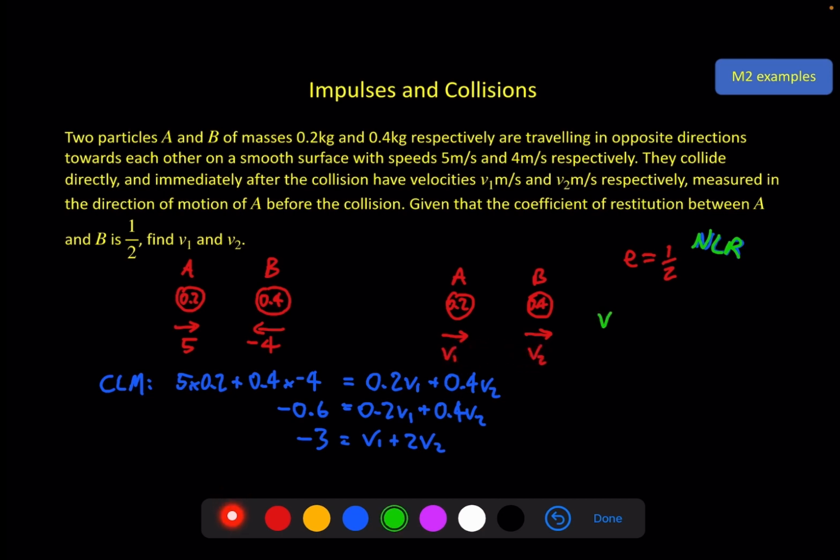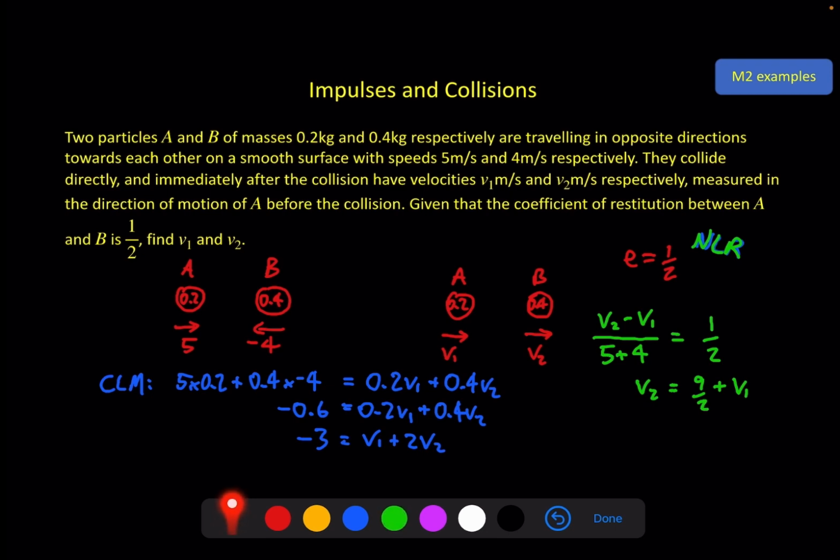So I'm going to put v2 minus v1, because I know if I put the velocities in, that will give me a positive answer, and that will represent the speed. Divided by 5 minus minus 4, or just adding the two speeds, 5 plus 4, the speed of approach, has to equal 1/2. So we get the relationship v2 is equal to 9 over 2 plus v1. From here, it's just solving simultaneous equations.